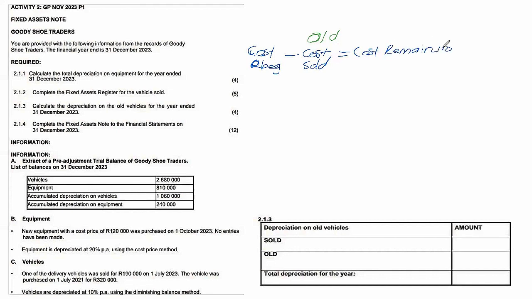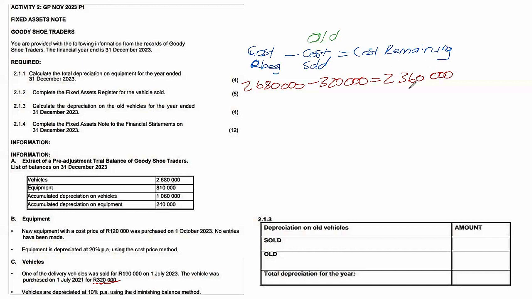So now remember our cost at the beginning was 2,680,000 minus cost sold. Remember our cost sold for vehicles was 320,000. So you will subtract 320,000. So what is left? Now it's going to be 2,360,000 as our cost remaining, right?